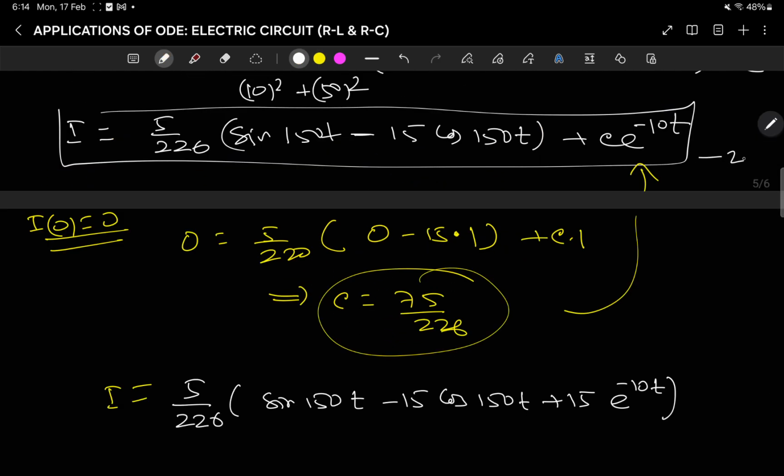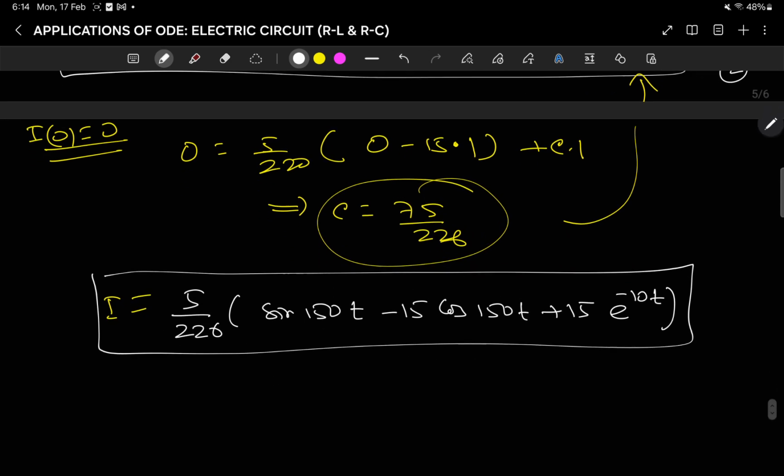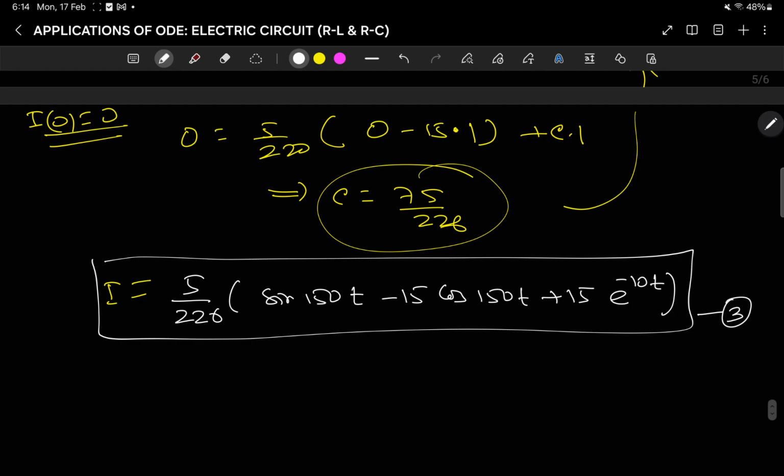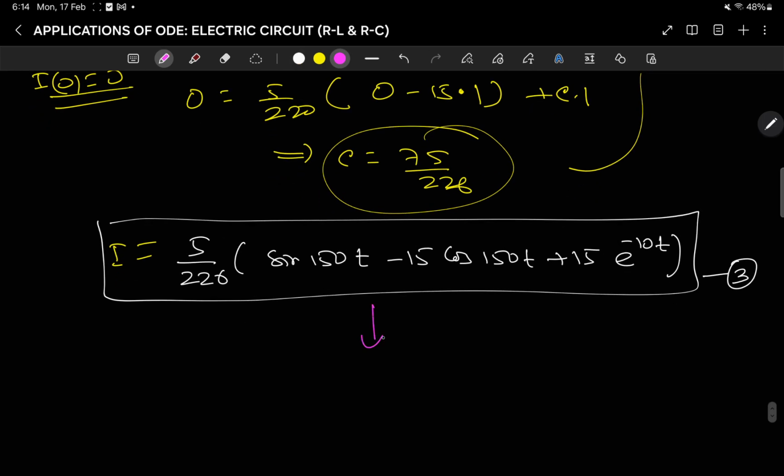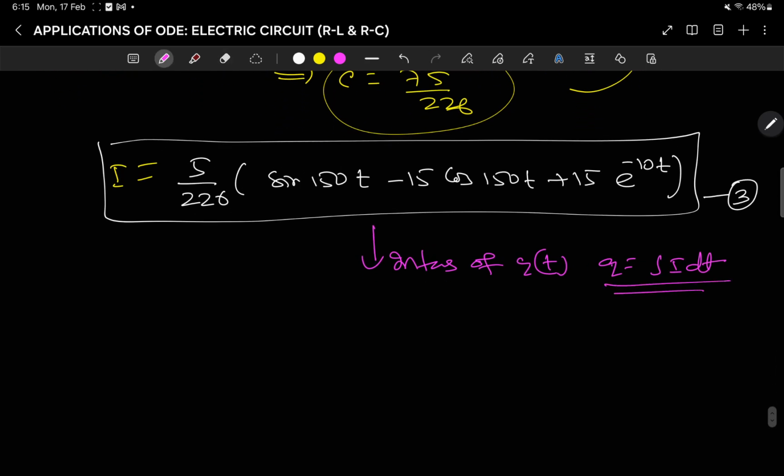So now let it be my equation 2. After substituting, I am getting this is the answer. Let it be my equation 3. Again, it is asked to find what is q in terms of t, that is Qt. Q is equal to the integral of I dt. So you just integrate it.